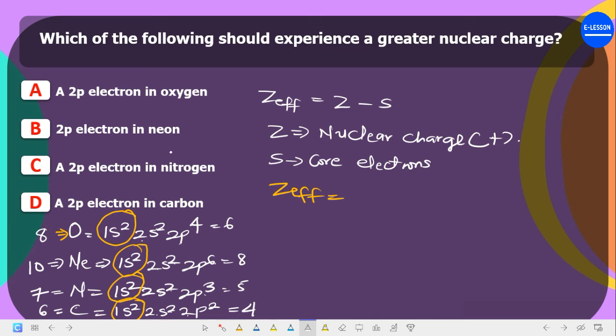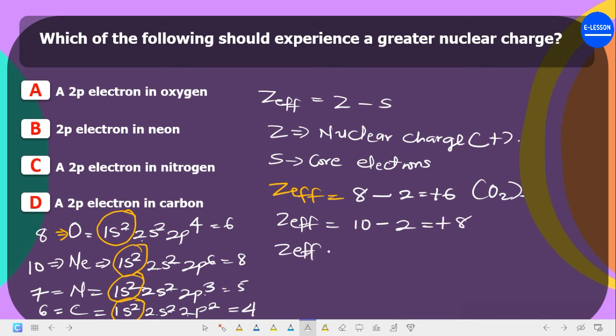Now, let's calculate for the first one, oxygen. It will be 8 minus, I told you that the core electrons are all the electrons inside. In this case, it's 2 electrons. So, 8 minus 2 is what? Plus 6. So, for oxygen, this is plus 2. Now, how about for neon? The nuclear charge, which is the number of protons, is 10. So, you come here and say 10 minus the core electrons, which is also 2. So, this becomes plus 8.